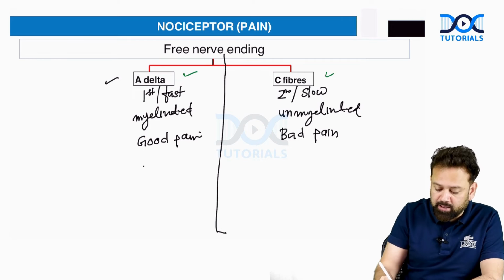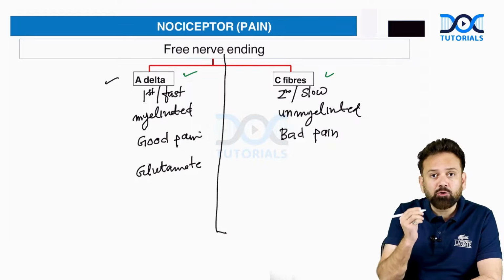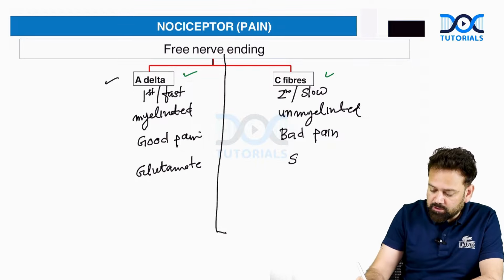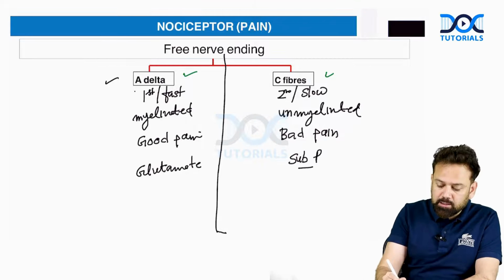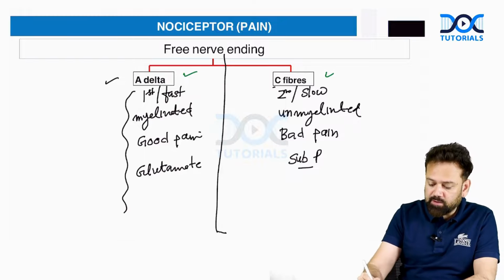The neurotransmitter involved in good pain is mainly glutamate. And the neurotransmitter involved in C fiber is usually substance P. Okay. This is good pain, and this is bad pain. This is about free nerve ending.